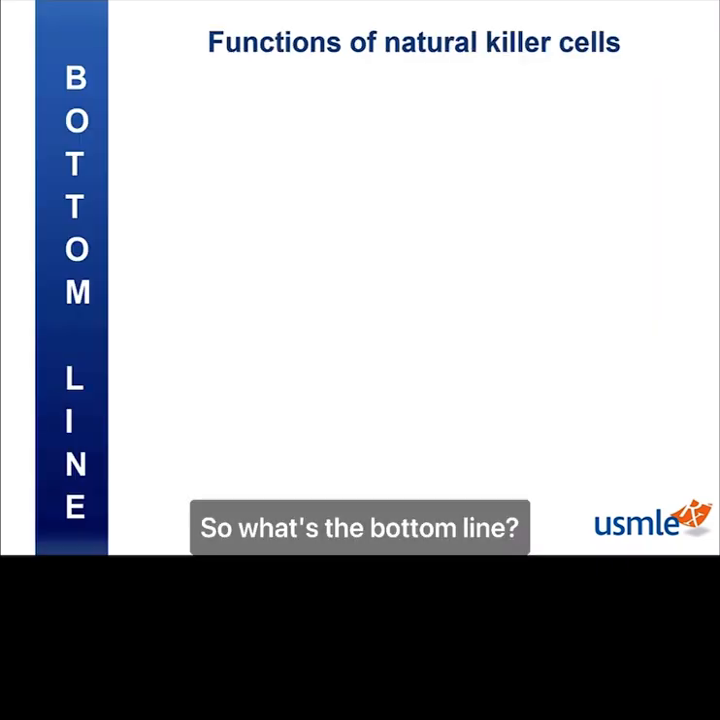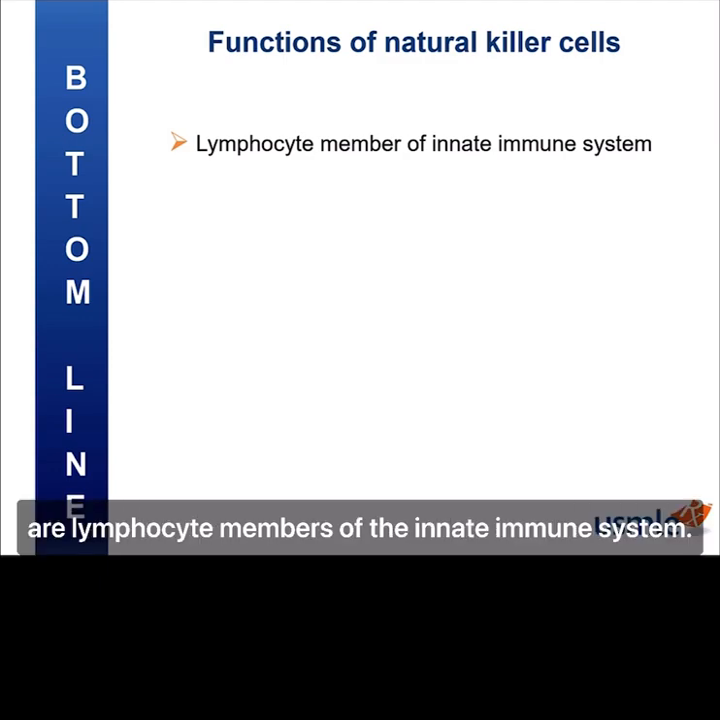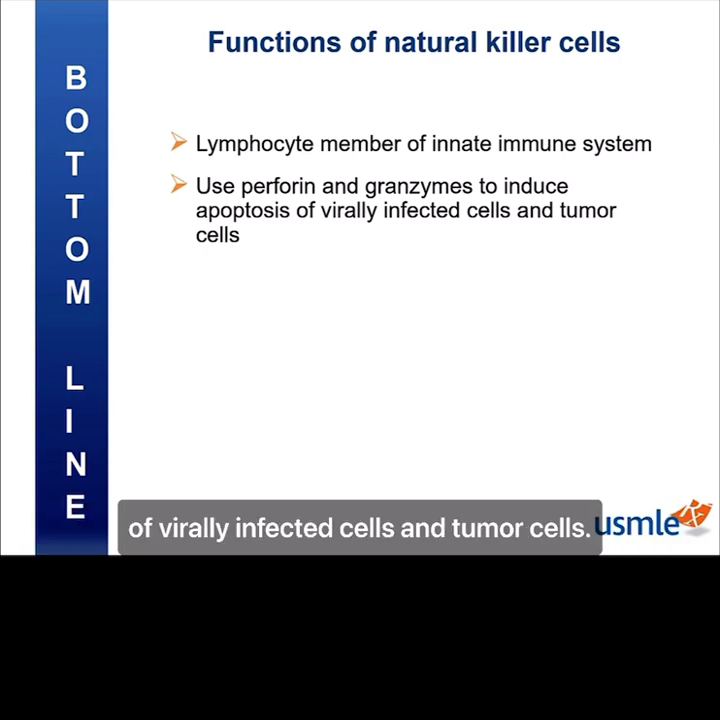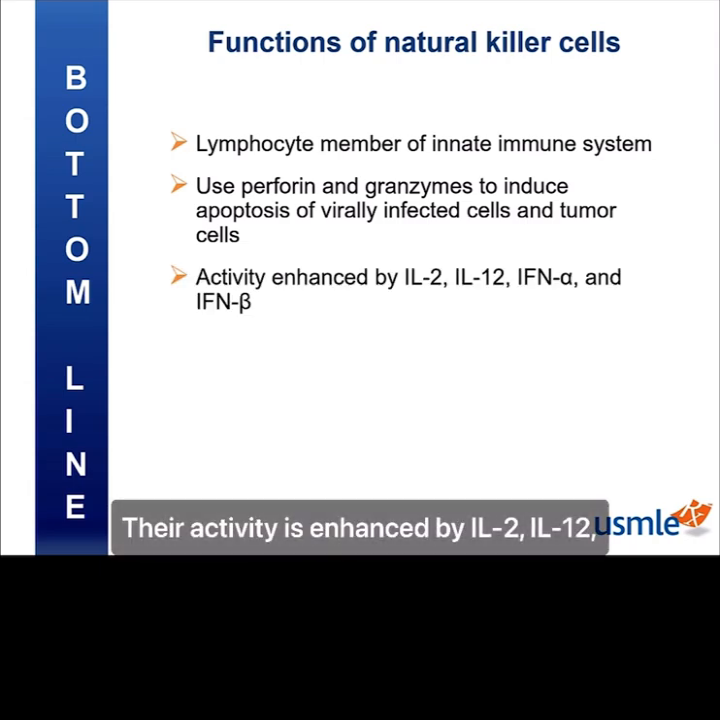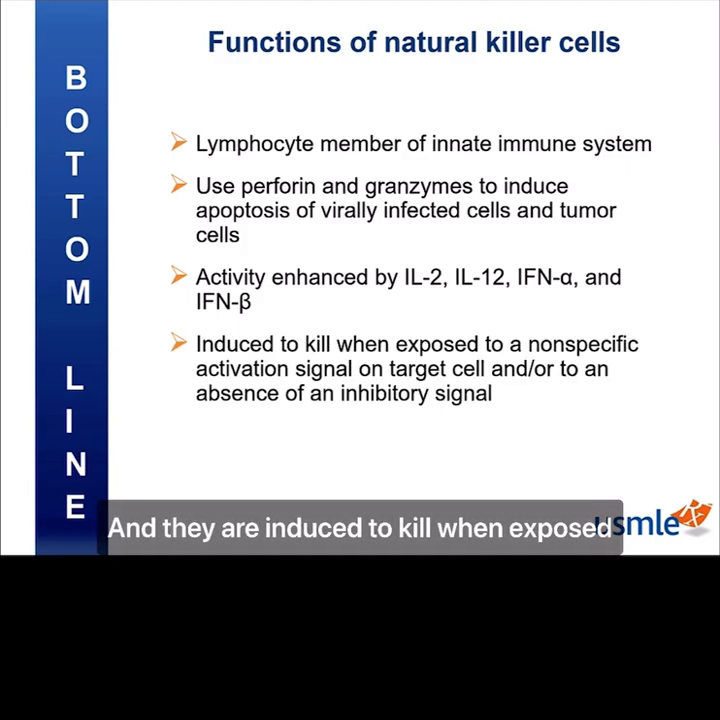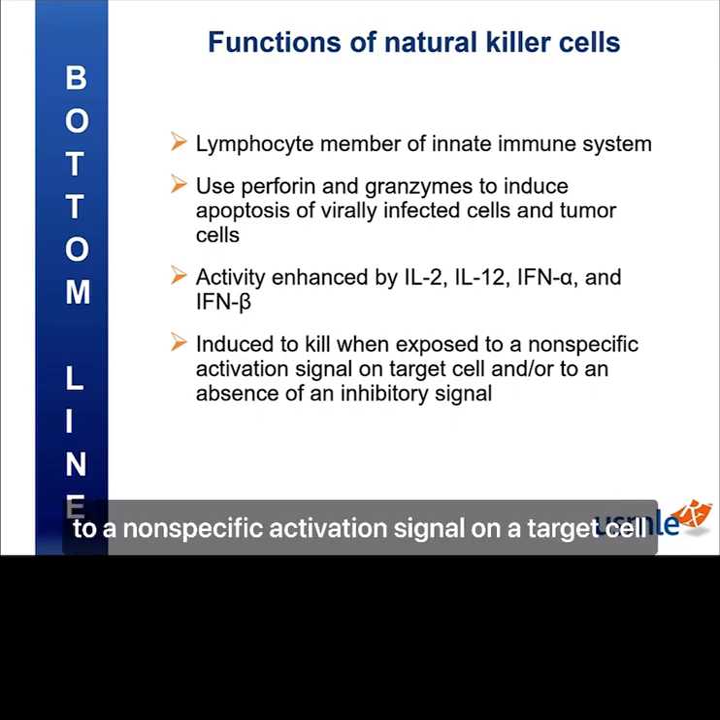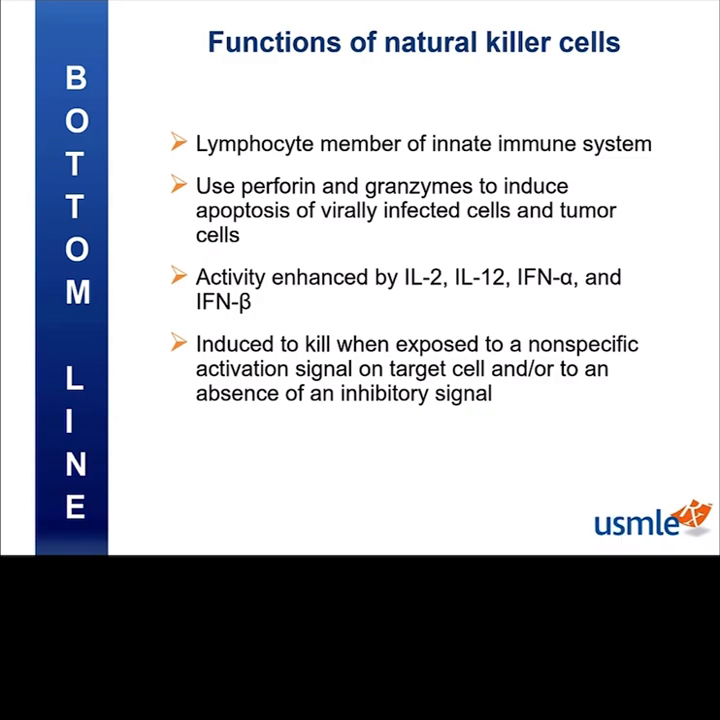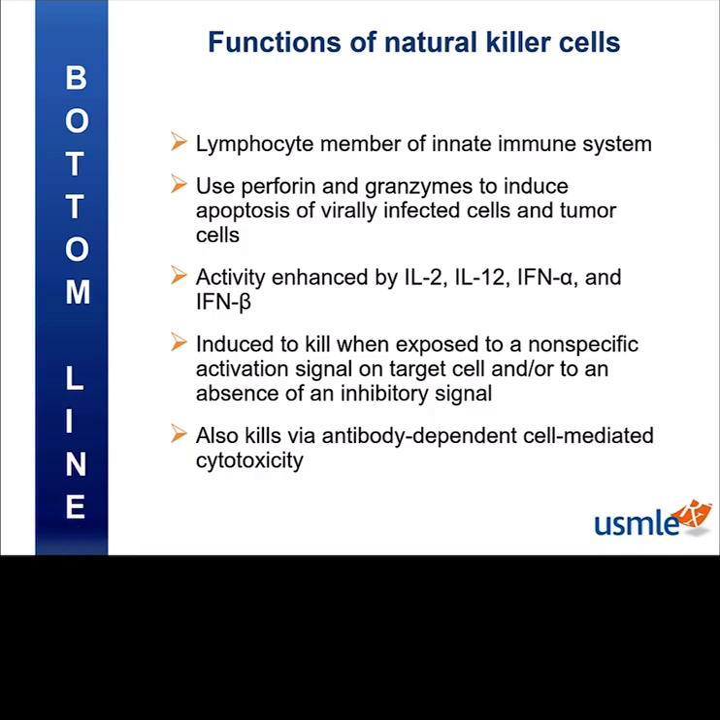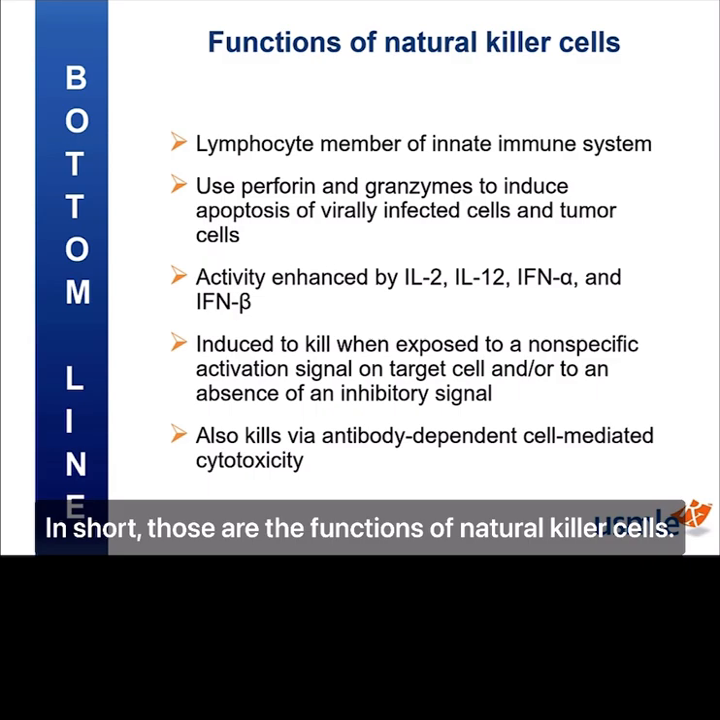So what's the bottom line? Remember that natural killer cells are lymphocyte members of the innate immune system. They use perforin and granzymes to induce apoptosis of virally infected cells and tumor cells. Their activity is enhanced by IL-2, IL-12, interferon alpha, and interferon beta, and they are induced to kill when exposed to a non-specific activation signal on a target cell and/or to an absence of an inhibitory signal. And they also kill by antibody-dependent cell-mediated cytotoxicity. In short, those are the functions of natural killer cells.